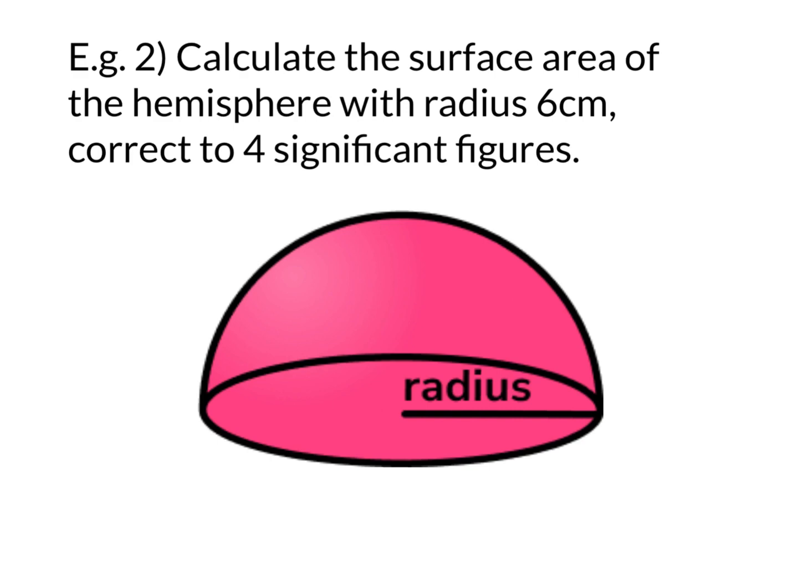Next, let's look at a hemisphere that's got a radius of 6 centimetres, and again we're just going to do the surface area, correct to 4 significant figures. Now the thing with this is it's half a sphere, but it's also got a circle on the base, in this example anyway, which we need to also include.